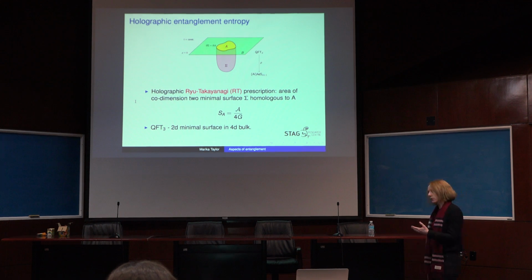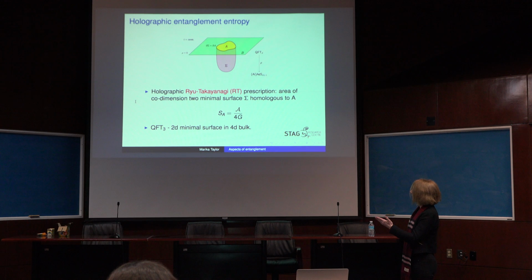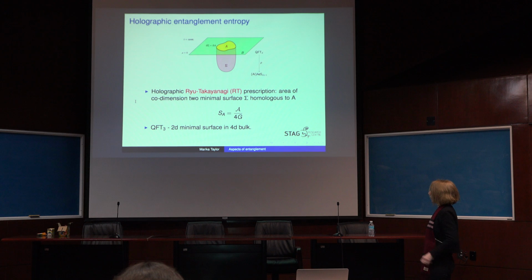And for the purpose of this talk, I'm actually suppressing time. And so, you see the picture I have here. So I have a shaded region A, which is 2-dimensional. And then the surface, which is homologous, is the purple shaded region, sigma.